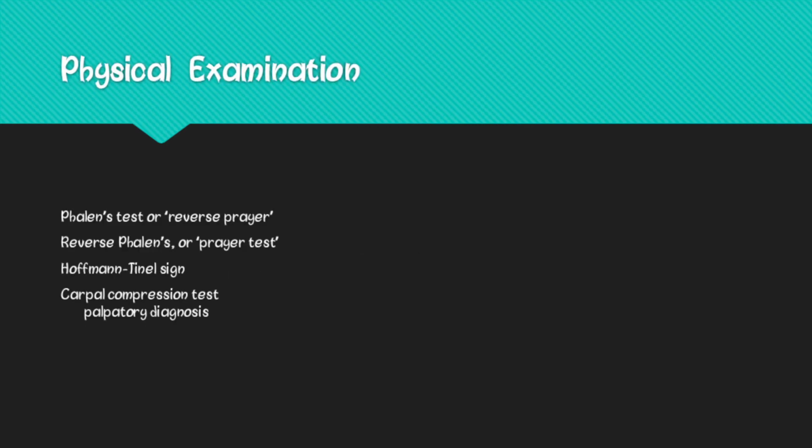Then let's discuss the physical examination of carpal tunnel syndrome. Let me just tell you the types of tests which are performed here. First we have Phelan's test or the reverse prayer test, then we have the reverse Phelan's, then the Hoffman-Tinel test, then the carpal compression test, then the palpatory diagnosis. Now let's discuss them one by one.